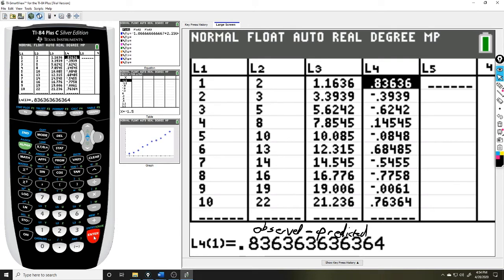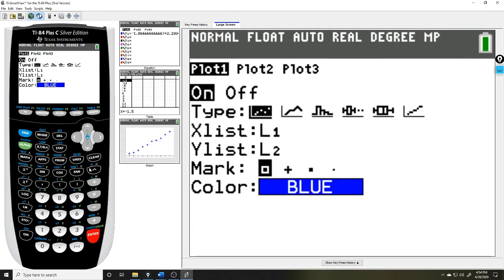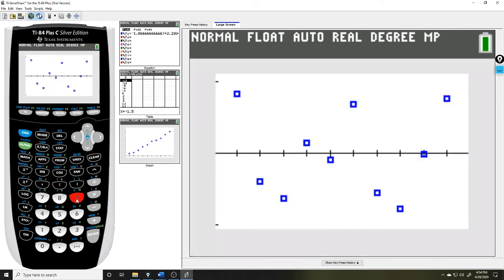So I'm actually going to change my plot. I'm going to go second over to stat plot. Remember, list 4, here's all my residuals. Here's what I want y to be. So I'm going to go to stat plot, and the thing I'm going to change is that I still want the x values to be the x values, but instead of the y values being the y values, now they're going to be the residuals, which were in list 4. Zoom 9. There's my residual plot.